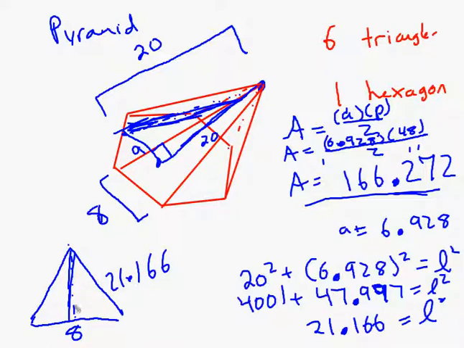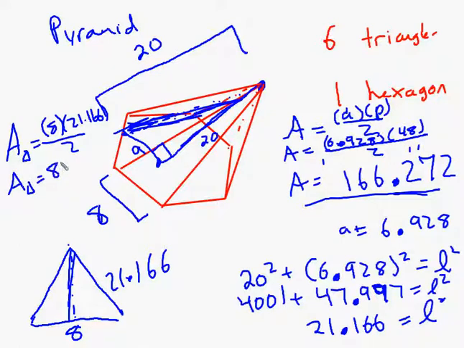21.166. So now we can find the area of one of those triangles. What's the area of a triangle? Base times height divided by 2. So 8 times 21.166 divided by 2. So the area of the triangle is 84.664. How many triangles are there? 6. So times 6, because there's 6 of them. 507.984.